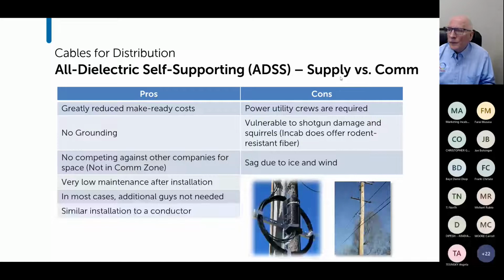But if you're putting it in the supply zone, you do need power utility crews. So, kind of a higher skill set and a higher cost there. You do retain that vulnerability to shotgun damage and other forms of damage. Squirrels, you can kind of fight against. Shotguns, not so much. And you do have to be careful about sag due to ice and wind loading.